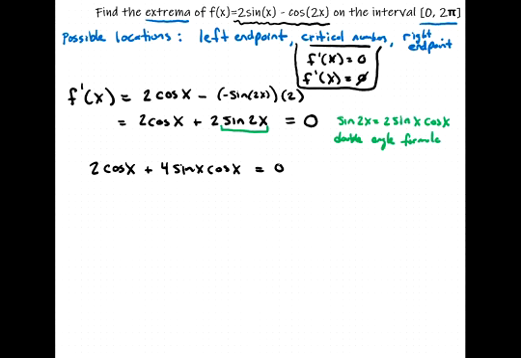So now at least all the trig functions have the same argument, and now we could solve this. And it looks like each term has a cosine. So there's a cosine of x here, a cosine of x here, so we could factor out that cosine of x, and we could also factor out a 2 because there's a 2 and a 4. So if we factor out a 2 cosine of x, we're left with 1, because this whole 2 cosine of x was factored out, and we're left with a plus 2 sine of x.